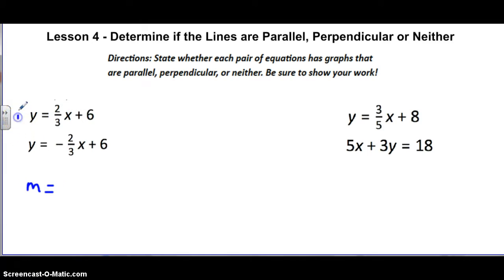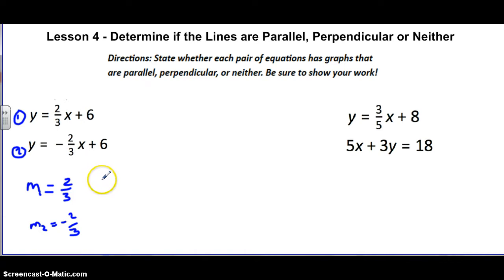For our first one, let's call this 1. Our slope for the first one is going to be 2/3. We'll call that M1. M2, the slope for the second one over here, is going to be -2/3. Now I have to figure out: are these parallel, perpendicular, or neither? Well, if they were parallel, they'd be the same. Since they're not the same, I know they're not parallel, so that's out.